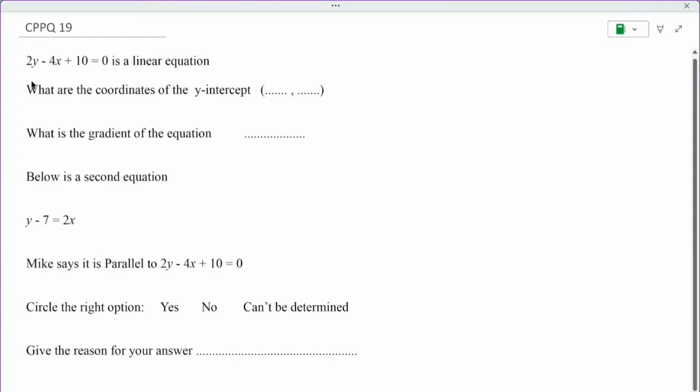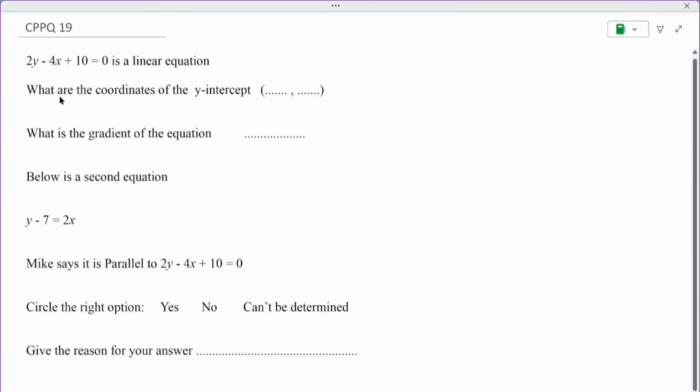Question 19. 2y minus 4x plus 10 equals 0 is a linear equation. What are the coordinates of the y-intercept? That's the first question. Second question says, what is the gradient of the equation? Let's take these two first before we go to the other part of the question.